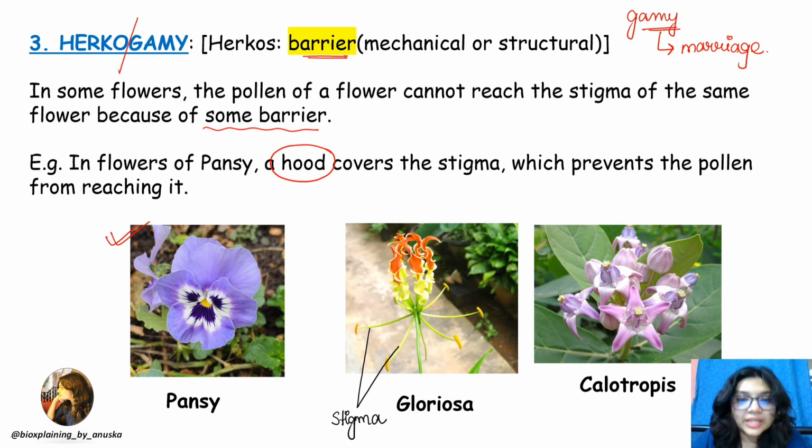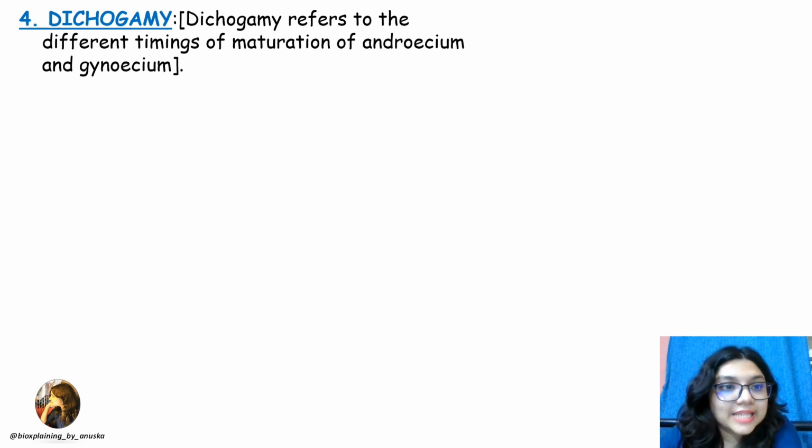So they cannot be fertilized by its own pollen grains. And also here in Calotropis, this same kind of herkogamy condition is seen. Right. So the next condition that's there is dichogamy.